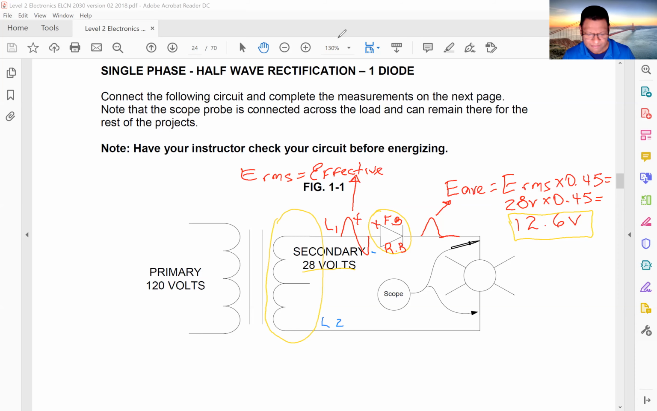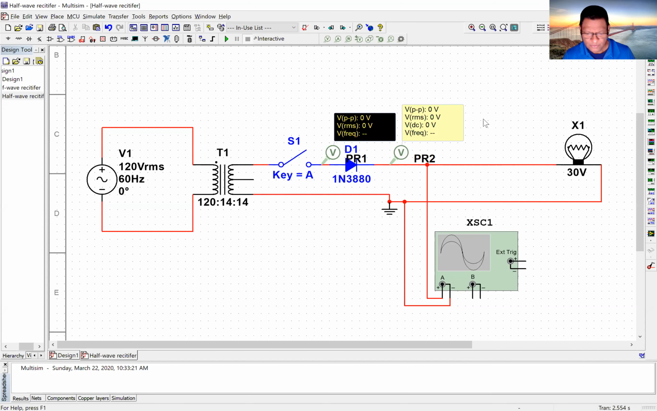So now I'm going to share my Multisim screen so we can verify to see if this holds true. Right here, you can see that we have our center tap transformer. I decided to include a switch. And at this point in time, we have two different probes. One of them is going to indicate the effective value of the sine wave right before the diode. And the other probe is going to indicate the rectified voltage right after the diode.